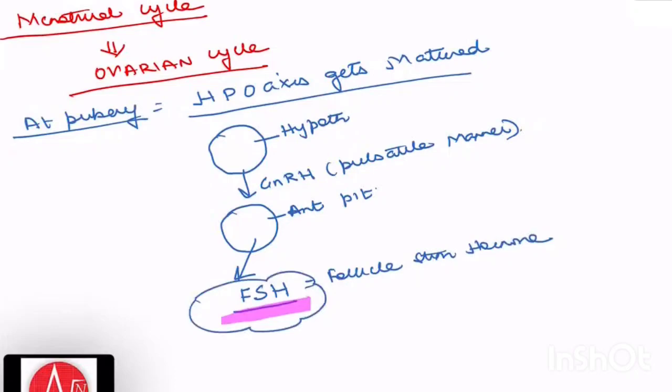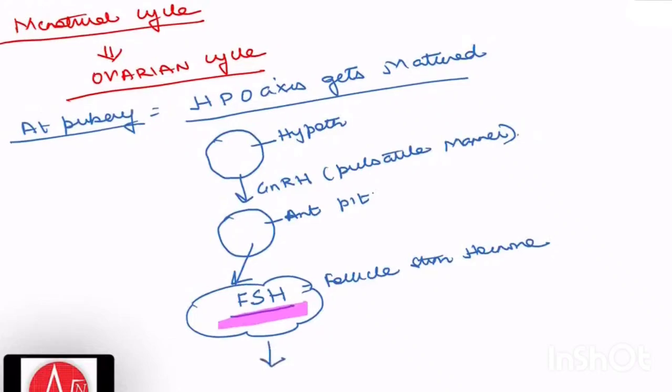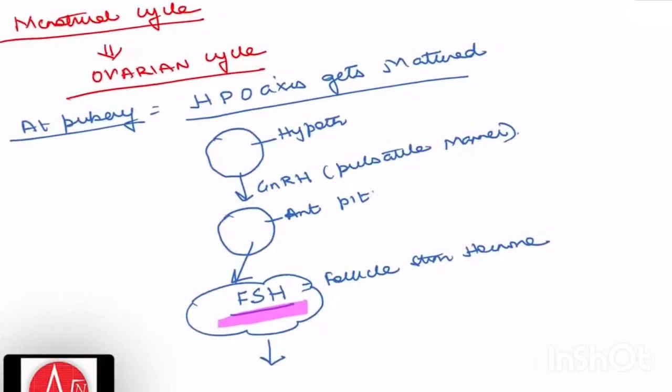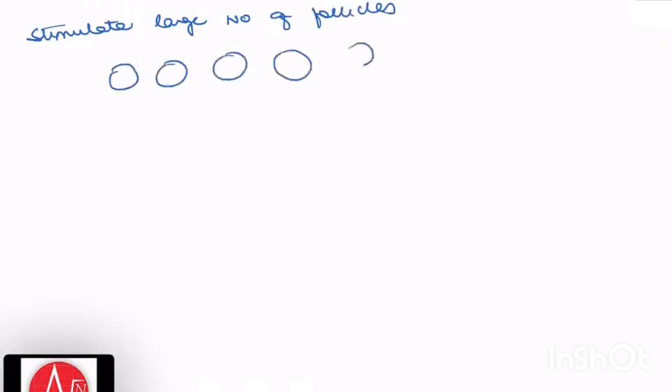Why did I have to tell you the entire oogenesis? Because I wanted to ask you what is a follicle. So what is a follicle? A follicle is a primary oocyte which is surrounded by follicular cells. So FSH क्या करेगा? It is going to stimulate a large number of follicles. So FSH ने बहुत सारे follicles को stimulate कर दिया.